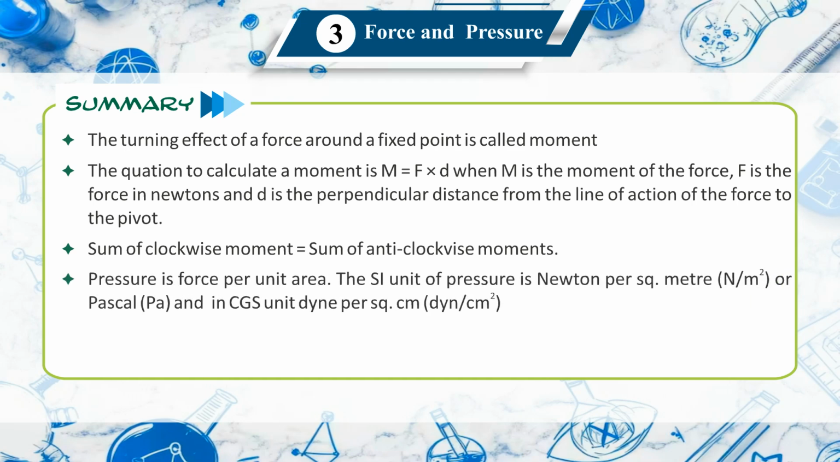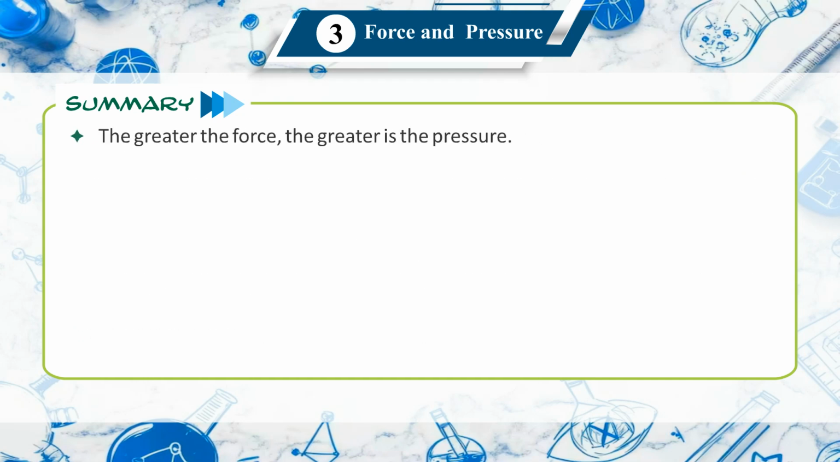Pressure is force per unit area. The SI unit of pressure is newton per square meter, N per meter square, or pascal, Pa, and in CGS unit dyne per square centimeter, dyne per centimeter square. The pressure exerted by air is called atmospheric pressure. The greater the force, the greater is the pressure. The greater is the area, the smaller is the pressure.